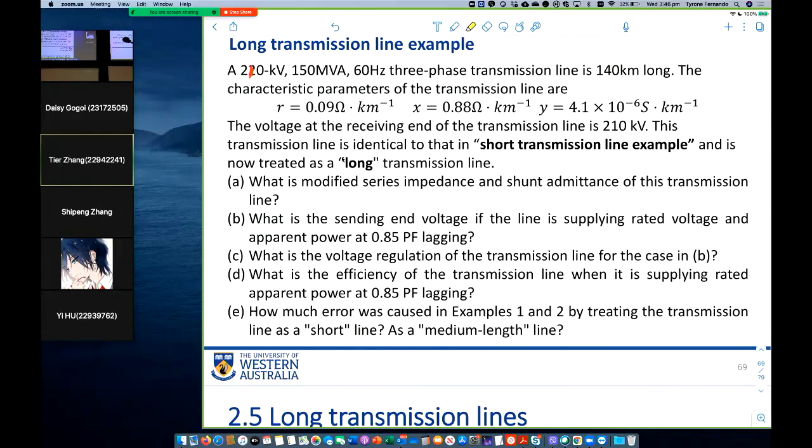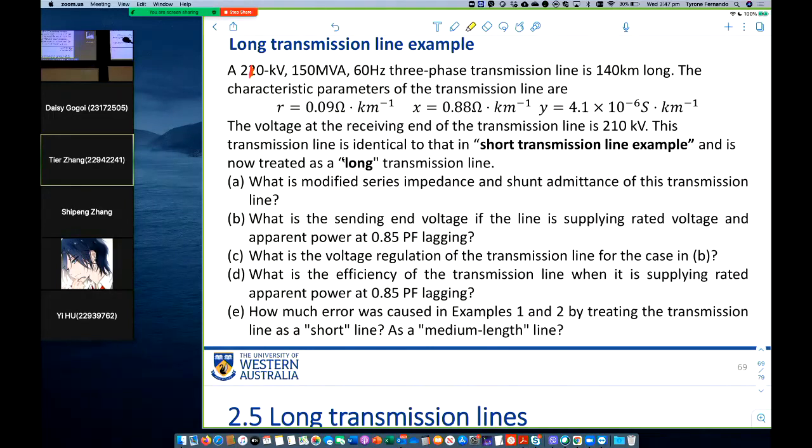What is the sending end voltage if the line is supplying rated voltage and rated apparent power? If I know the line is supplying rated voltage and rated apparent power, that means it's supplying rated current, and I know the value of rated current. So IR, yeah?